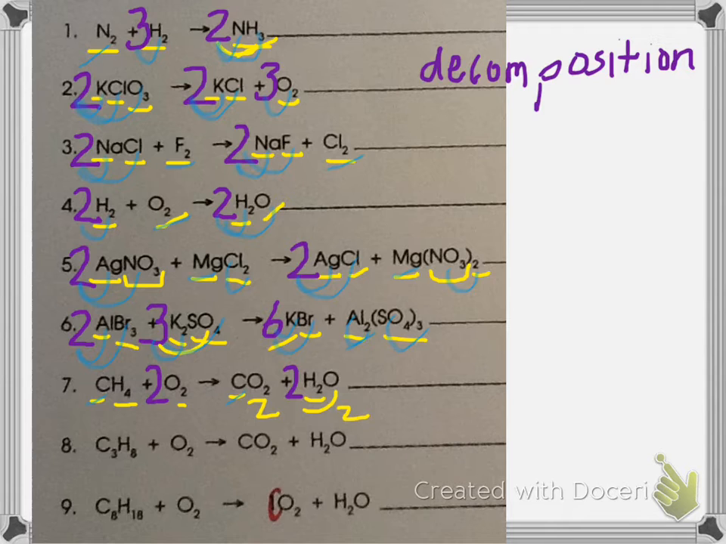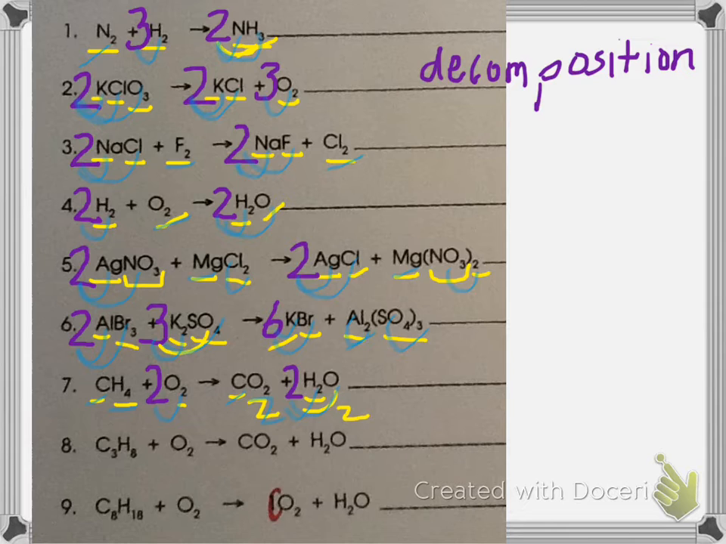1 carbon, 1 carbon, 4 hydrogens, 2 times 2, 4 hydrogens, 4 oxygens, 2 times 2, I have 2 here, plus I have 2 here, that makes 4 oxygens. It is correct, and 1, 2, 1, 2 is the lowest whole number ratio of coefficients.